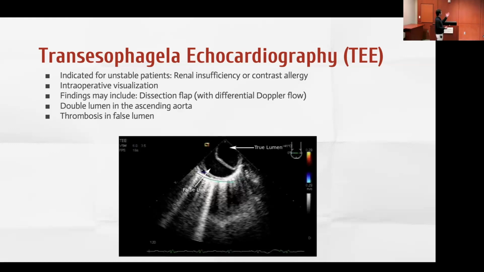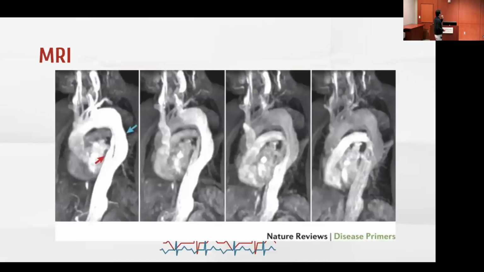You can see very clearly there's the false and true lumen. You'll see this lumen here, and you'll see the dissection flap. And you may even see thrombosis.